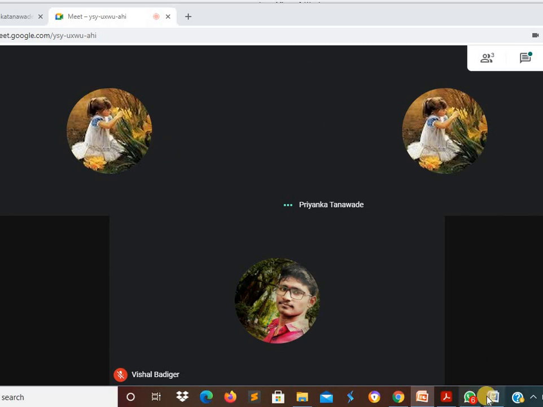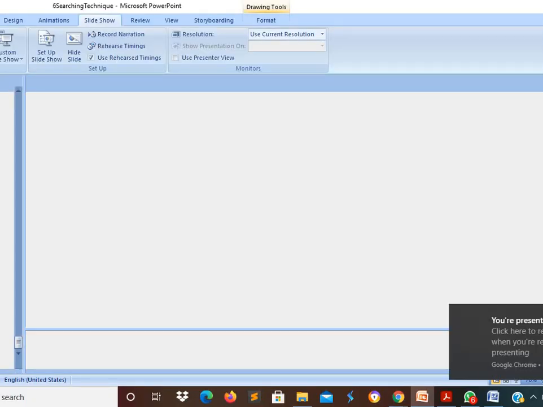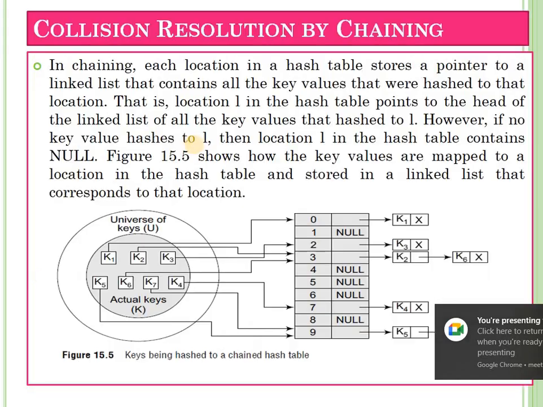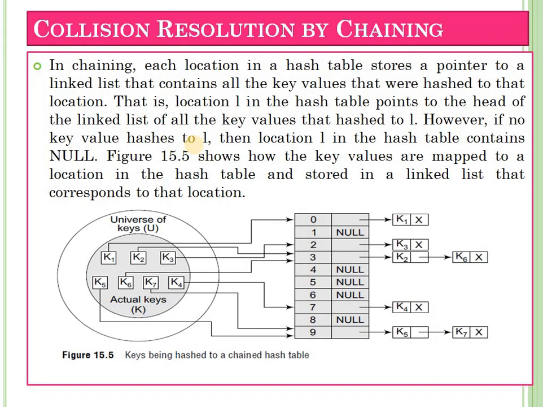Just a minute. You're not able to see my screen, no? Are you able to see my screen? Yes, ma'am. I'm sharing my screen but it is not visible. Maybe it's a network problem.